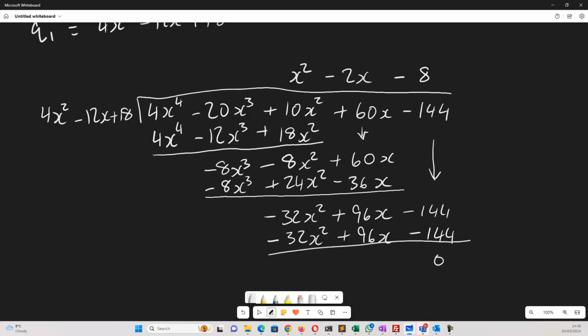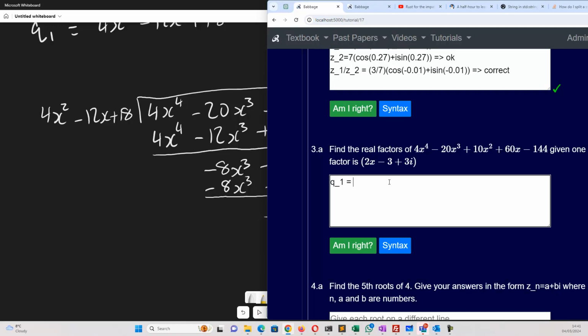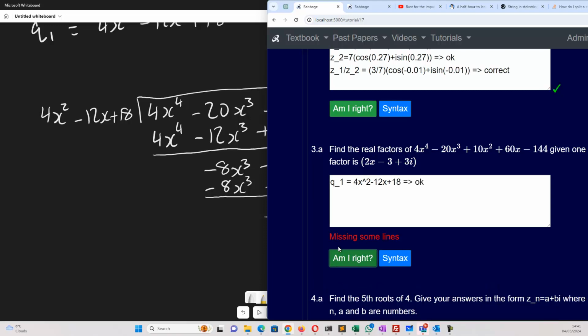And that is Q2. So let's put this into Babbage. We've got Q1 is equal to 4x squared minus 12x plus 18. Let's just check whether we're right or not. Yeah, that's good. And now we've done the algebraic division, so we can say that Q2 is equal to x squared minus 2x minus 8. And are we right? Yep, so far so good.